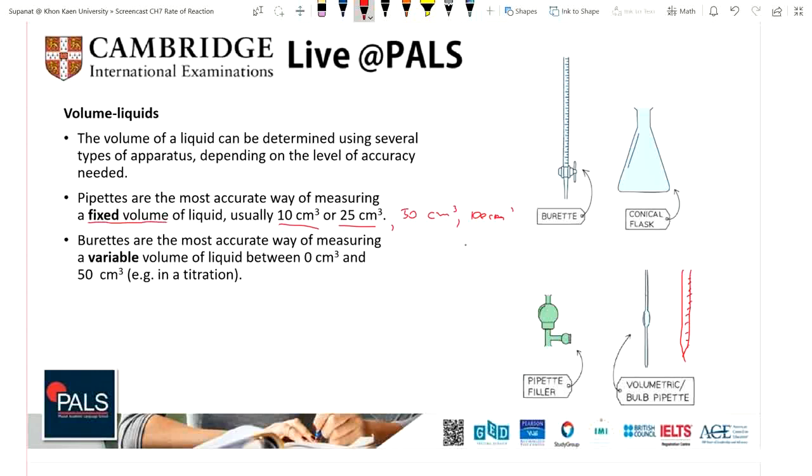And another apparatus is the burette. The burettes are the most accurate way of measuring variable volume. This is the burette. The burette can vary the measured volume between 0 and 50 centimeters cube. For example, we use a burette in titration.